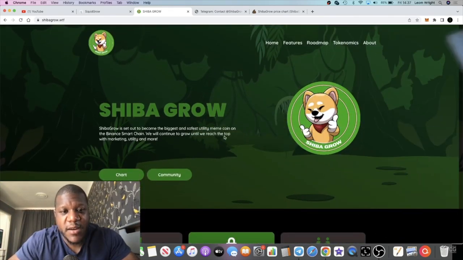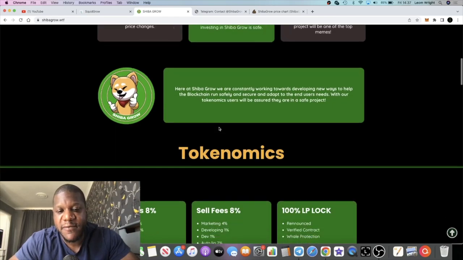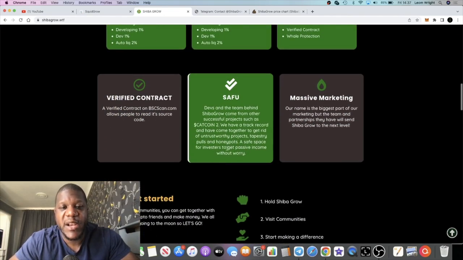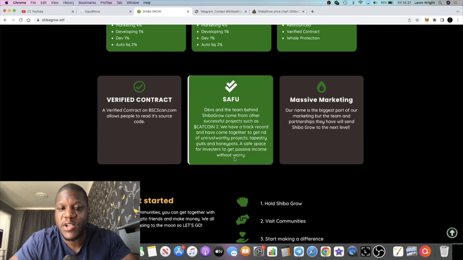Now, when it comes to the developers of Shiba Grow, one of the main reasons people are bullish on Squidgrow is because the dev of Squidgrow is a billionaire. He's got funds behind him to market, a history of holding with strong diamond hands, and he's well known in the Shiba Inu community.